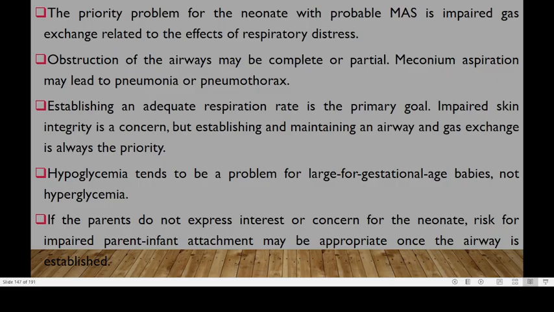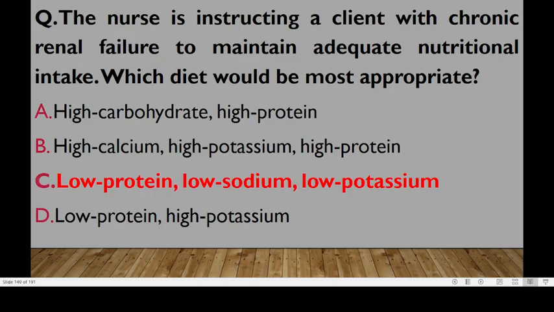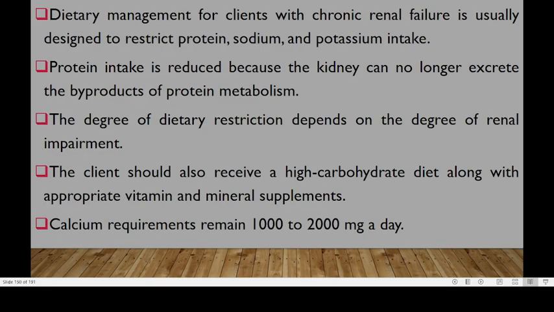the airway is established. The nurse is instructing a client with chronic renal failure to maintain adequate nutritional intake. Which diet will be the most appropriate for chronic renal failure? Of course, you do low protein, you do low sodium, you do low potassium. Dietary management for clients with chronic renal failure is usually designed to restrict proteins, sodium, and potassium.